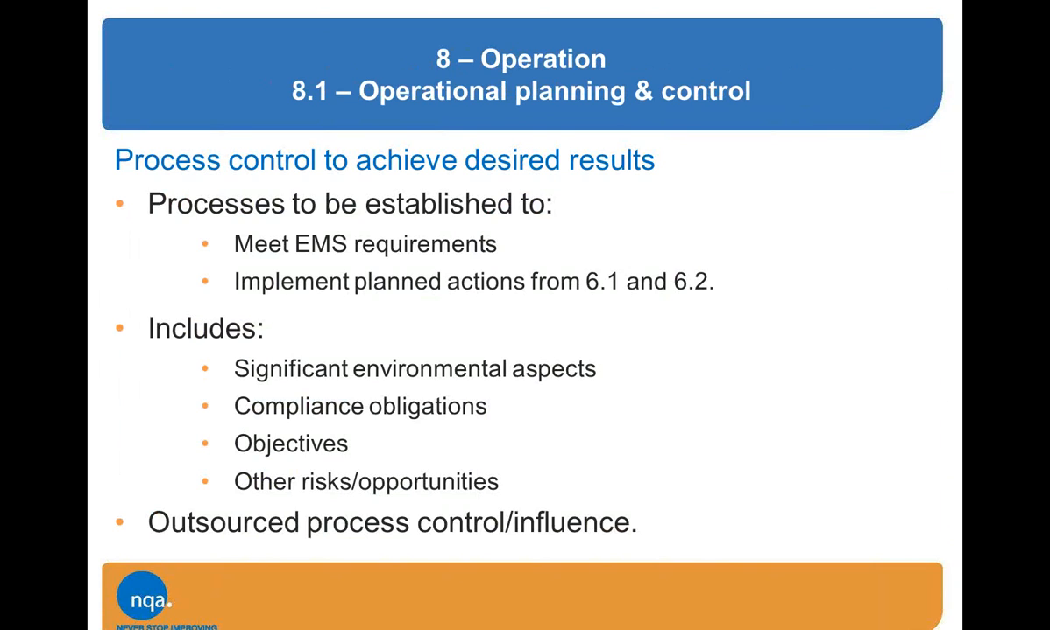Operational planning and control. If you're an environmental manager, you'll find that this is a very short section. If you're looking at the equivalent in ISO 9000 and you're a quality manager, you'll find that this is a very, very long section. In 14,001, it's half a page. In 9,001, it's about 4.5 pages.